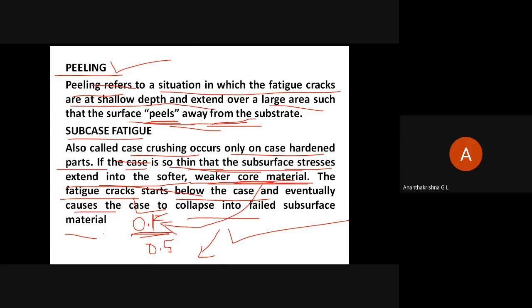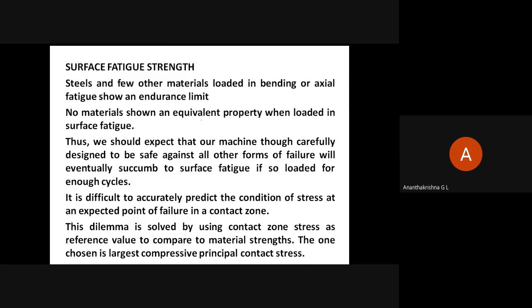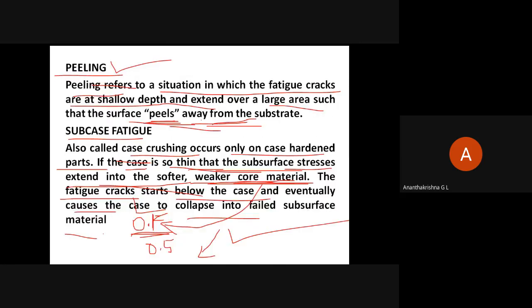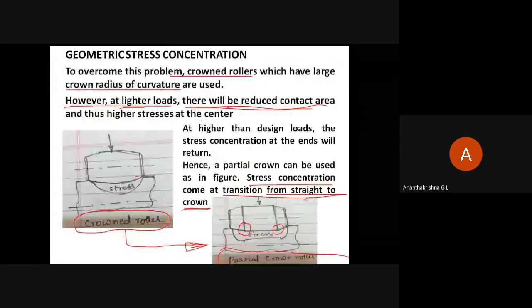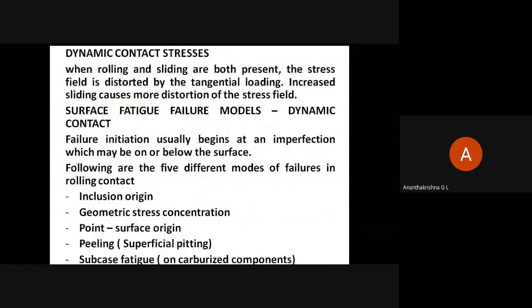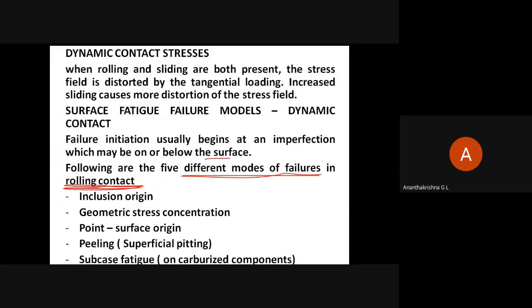So subcase fatigue, peeling, point surface origin, geometric stress concentration, and inclusion origin. These are the 5 different modes of failure in rolling contact. Please remember, in rolling contact, these are the 5 different modes of failure. Is that okay? Fine.